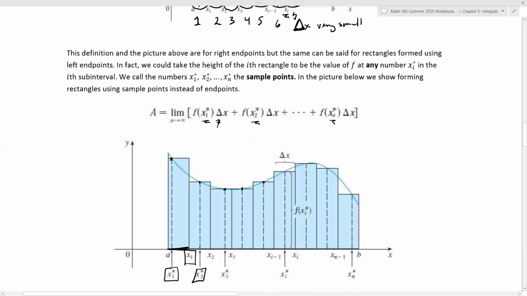So the whole point of these two illustrations is to show that we can choose where to sample, where to draw our f of xi's anywhere we want. So this is f of x1 star. And then I chose this new one here, and this gives me f of x2 star. So they can be chosen anywhere we want in order to generate these areas. Any questions on that?